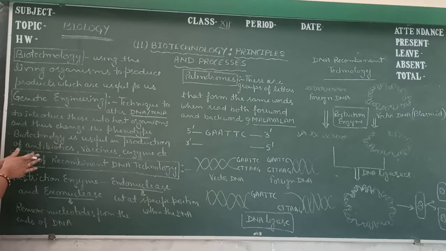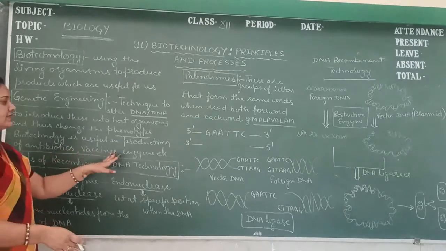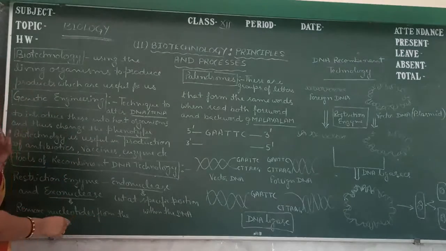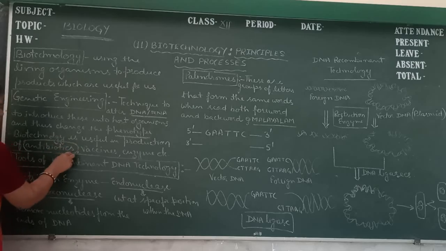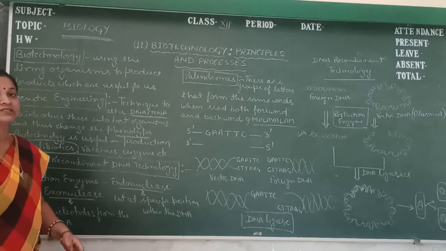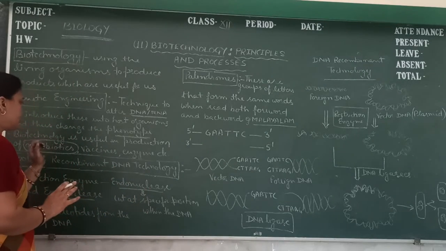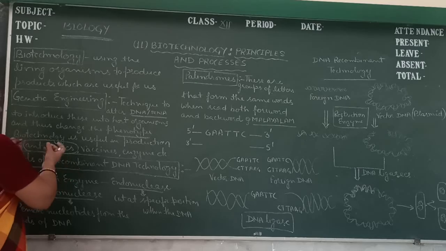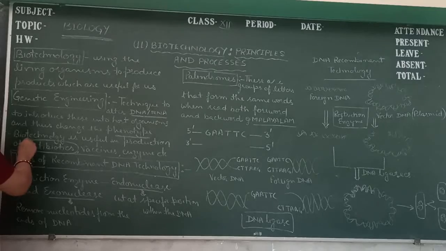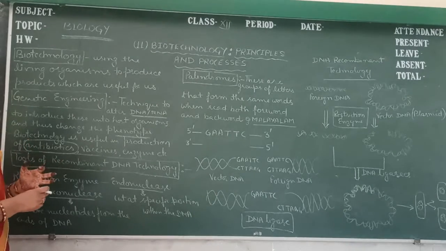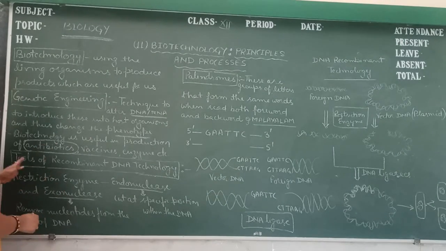And what are the use of biotechnology? Biotechnology is useful in the production of antibiotics, vaccines and enzymes. What is antibiotic? Antibiotic are the drugs which are used to destroy the pathogens. Pathogens means causal organism of specific disease. So antibiotics are the drugs which are made by the use of this biotechnology, and these drugs can destroy the bacteria, viruses and protozoans, all types of microbes. They can cause the disease.